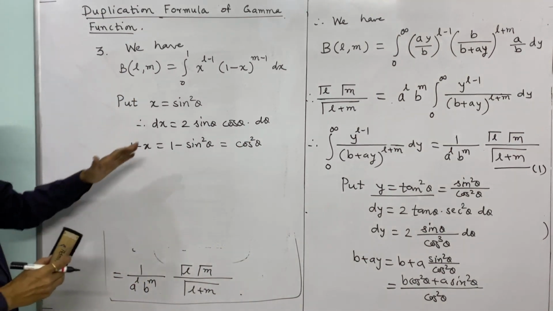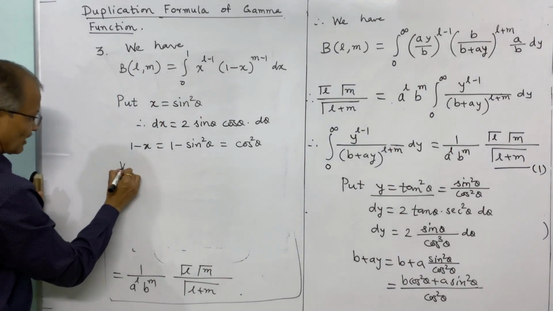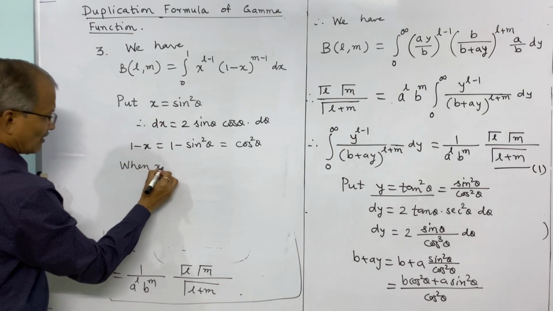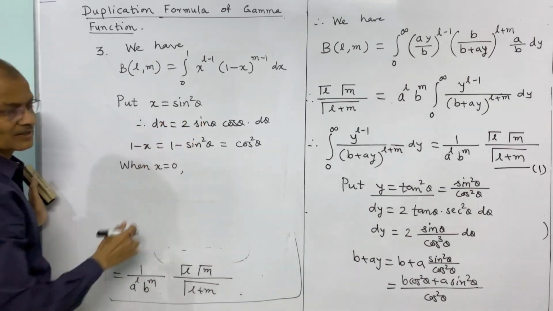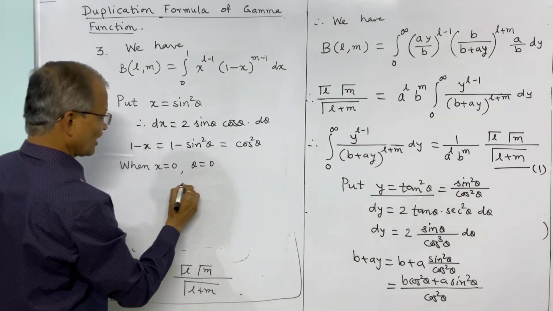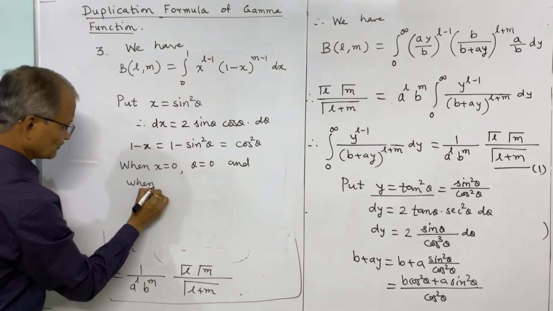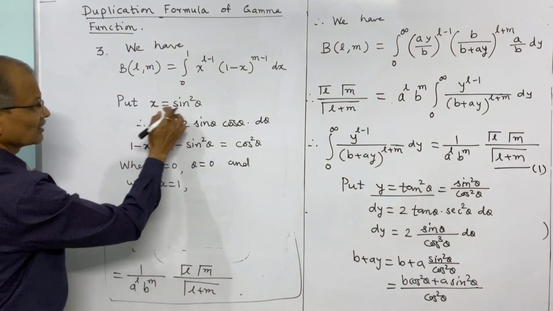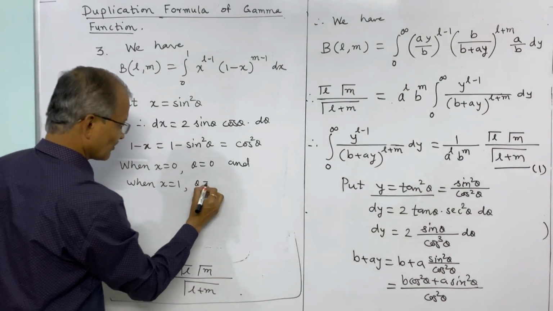So thus these are the changes. And what about the limits? When x is 0, what is theta? 0 is sine square theta, sine theta is 0, so therefore theta is equal to 0. And when x is 1, what is theta? Sine theta is 1, so therefore theta is pi by 2.